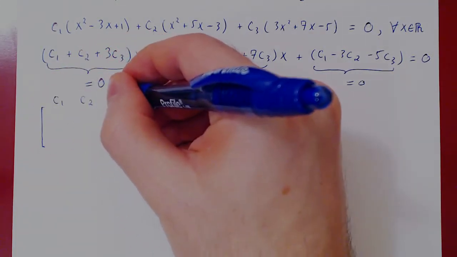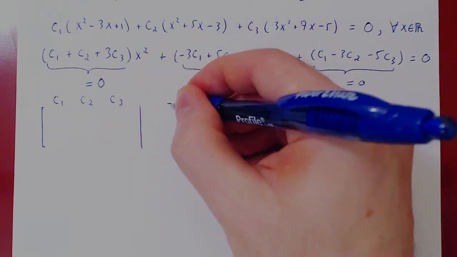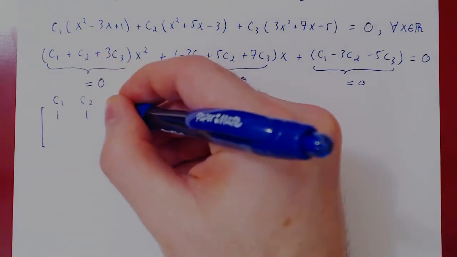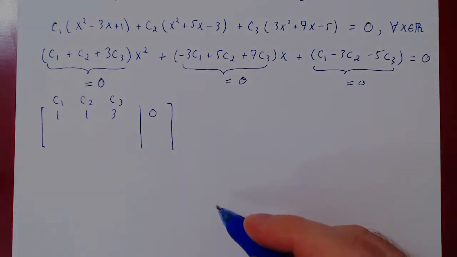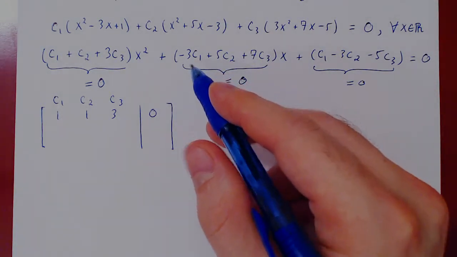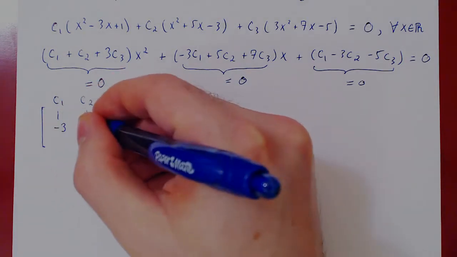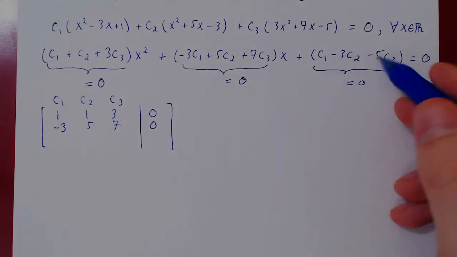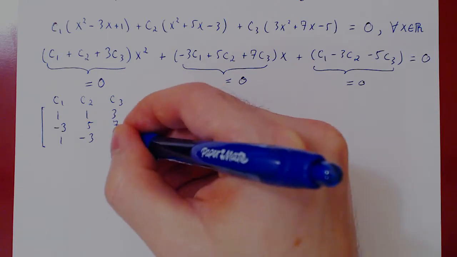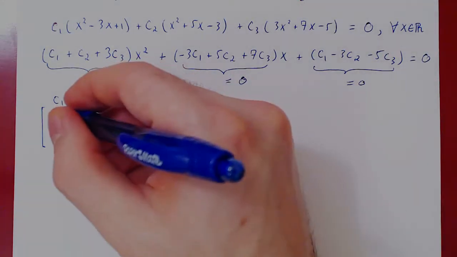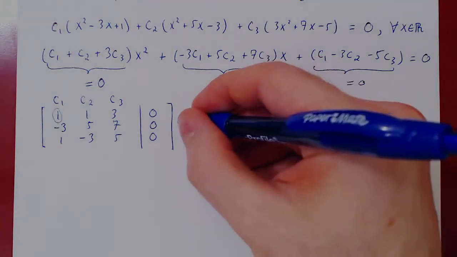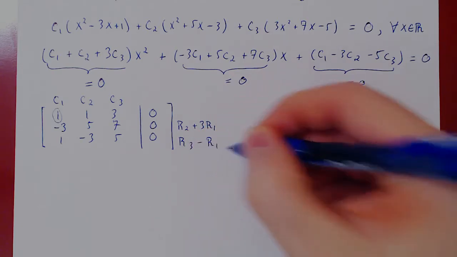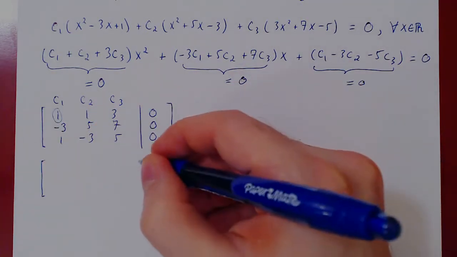Now we only have three equations. So the first equation, 1, 1, 3, this equals 0. Second equation, negative 3, 5, 7, and that's equal to 0. And the third equation, 1, negative 3, 5, and that's also equal to 0. We already have a leading 1 in the top row, so we can do row 2 plus 3 row 1, and row 3 minus row 1 to kill the entries below our leading 1.